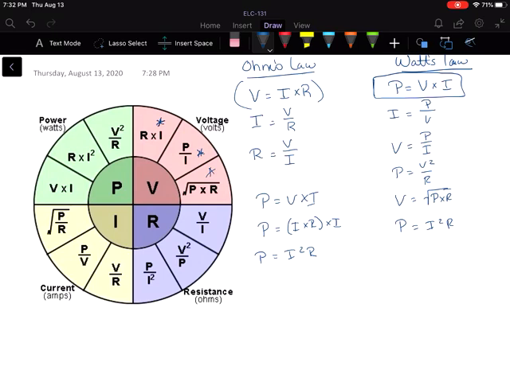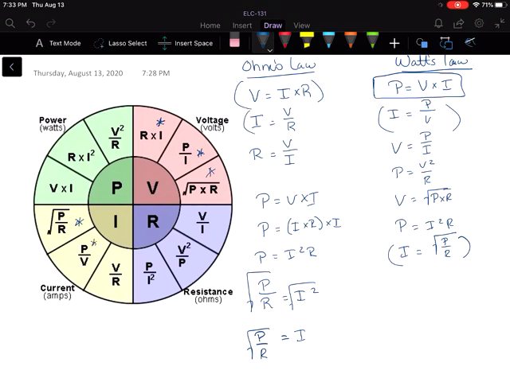And if we wanted to solve for the current here, we're going to divide each side by the resistance, and then take the square root, and we'll just add our equation over here. So I is equal to the square root of P over R. I, that's here, and then P over V, and then of course V over R. So we've looked at all three of those.